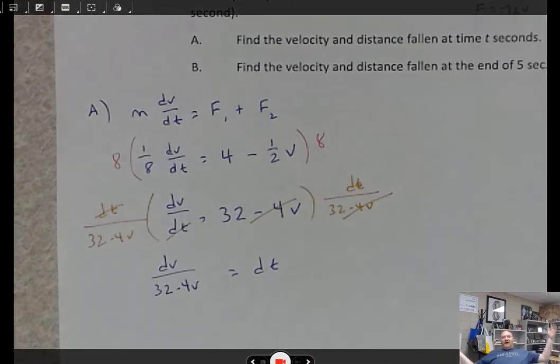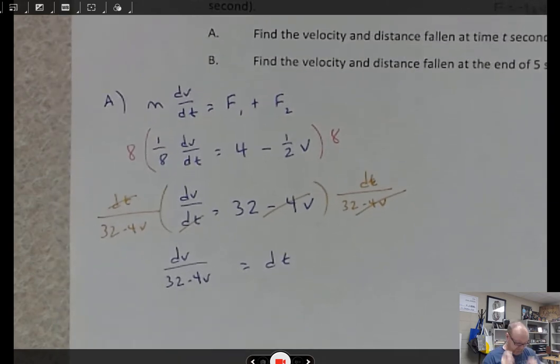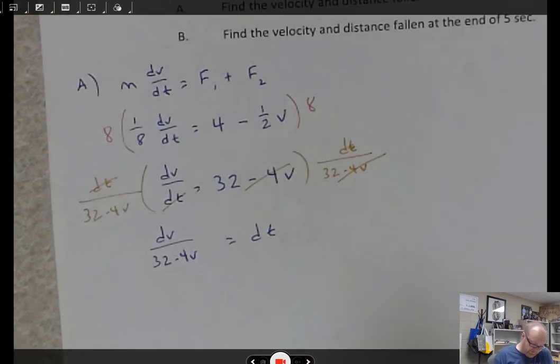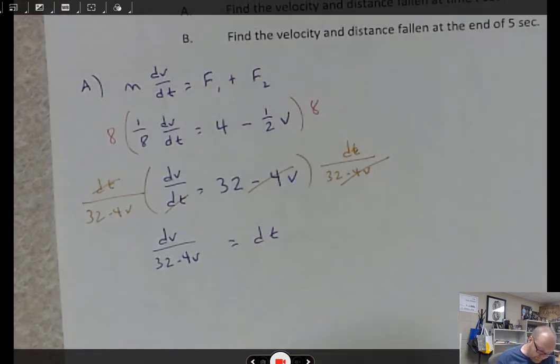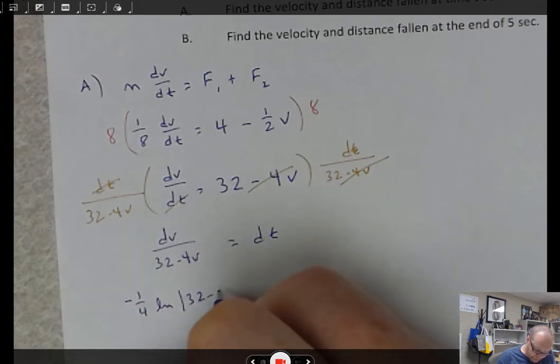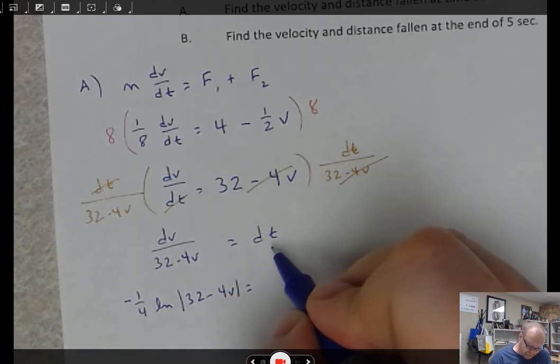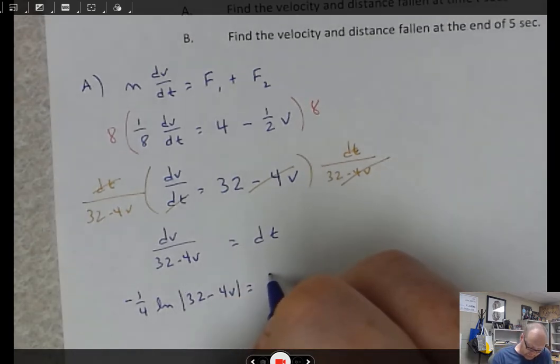How do I decide what to put where? Keep in mind what I'm trying to model, in this case velocity. So ultimately I want a velocity function on this left hand side. All right, and so I believe that's going to integrate into a natural log. You can go through your u substitution there. And the integral of dt is just t plus a constant.